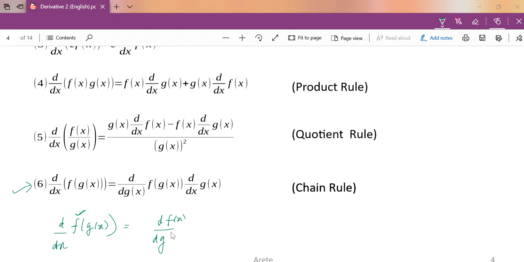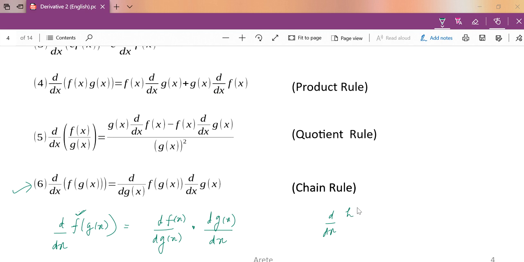Okay, if you want, you can just write it as a function of x. Then what do you do? You find the derivative of the inner function, because now that is your function of x. You just do this. So basically you keep on multiplying. That's the chain rule.